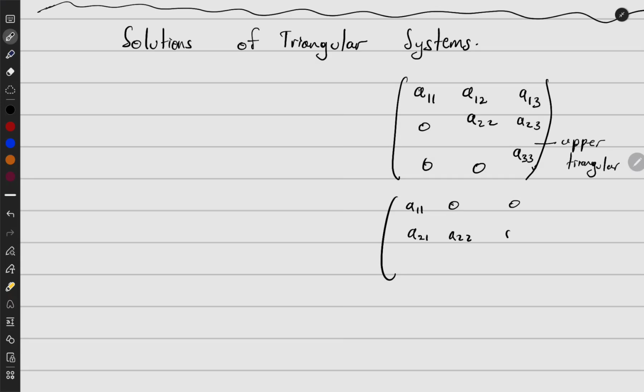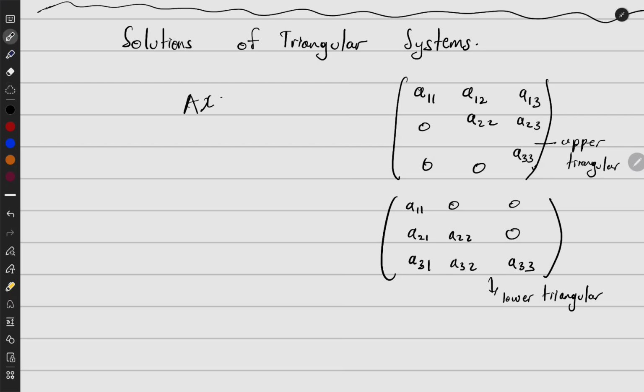A21, A22, this is 0. The diagonal is there, but the other entries are not really there. A31, A32, this is A33, something like that. So these are the lower triangular matrices. This is what we are going to be talking about, and our interest is in that.